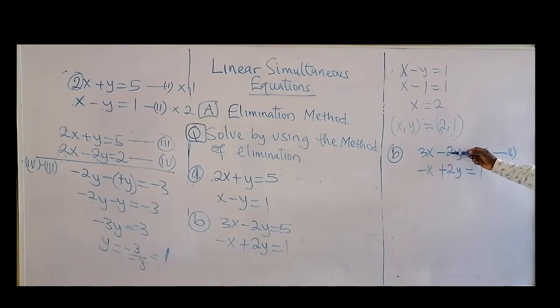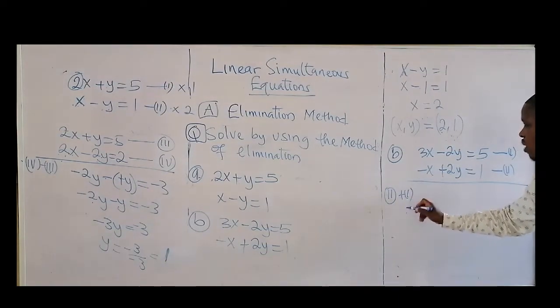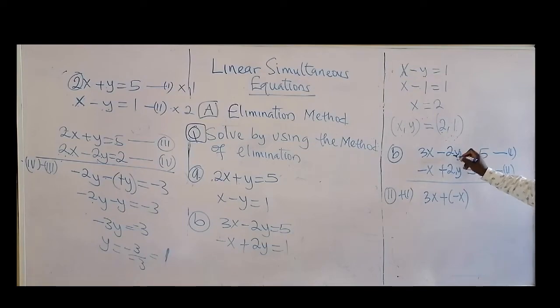So when the coefficients are the same, then you can quickly add or subtract. Okay? So what we do now is, this is plus 2, this is minus 2. So in that case, we'll add them together. Equation 2 plus equation 1. So this one, 3x plus minus x. This one, this is plus 2 plus minus 2. So this one is already cancelled.